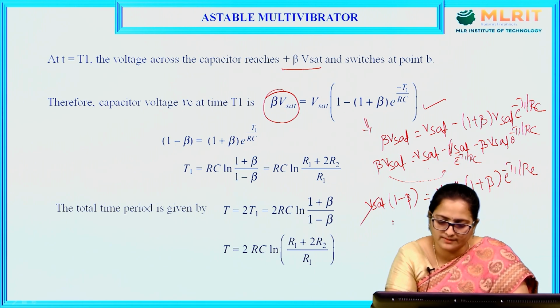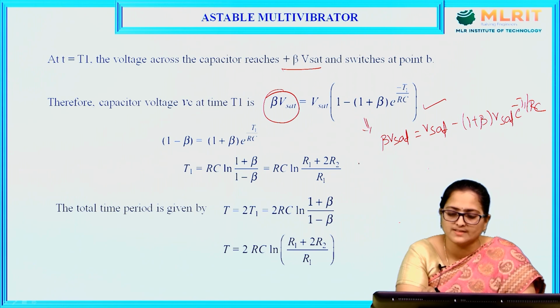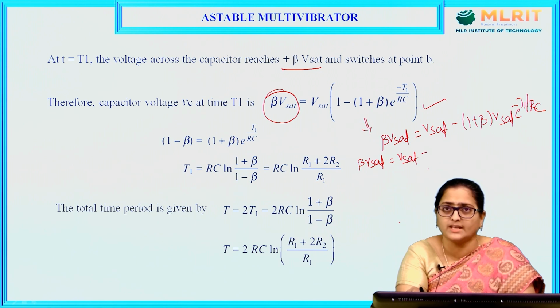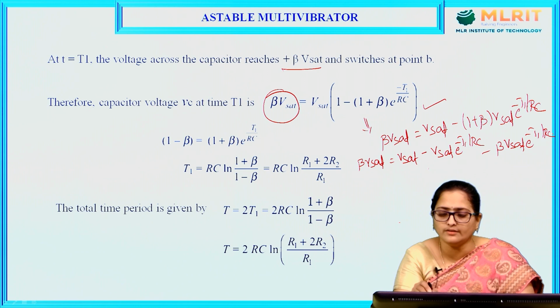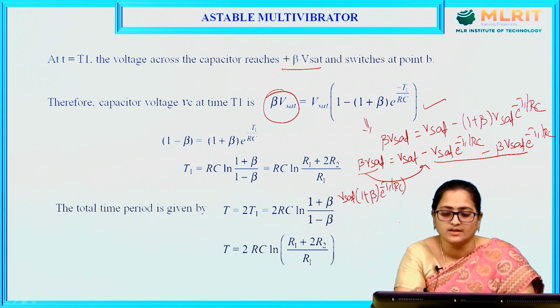So, if you minimize this expression, you can write beta Vsat is equal to Vsat minus of Vsat e power minus t1 by Rc minus beta Vsat e power minus t1 by Rc. Now, if you take this beta Vsat to the RHS side, and take minus Vsat to the LHS side, you can write the expression as Vsat into 1 plus beta e power minus t1 by Rc is equal to Vsat into 1 minus beta.